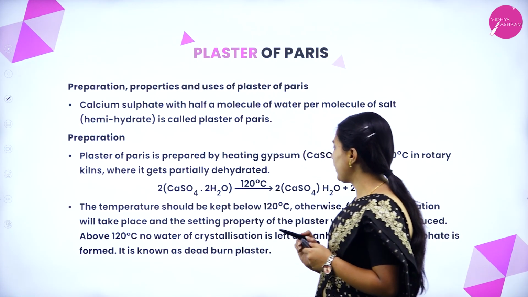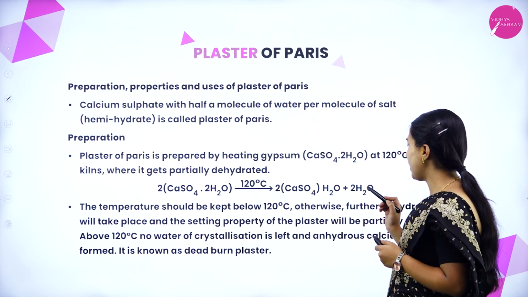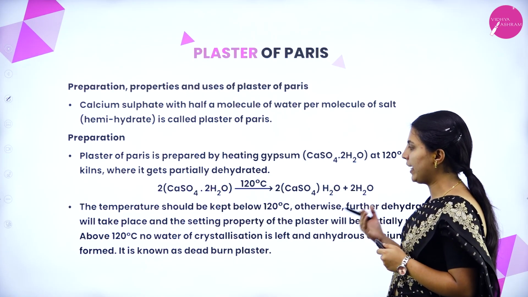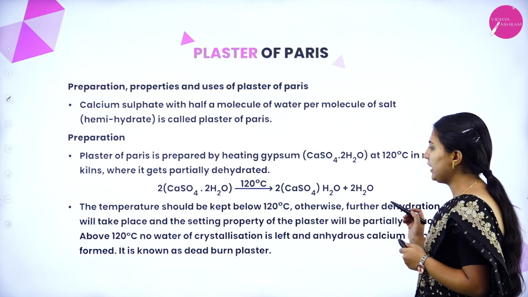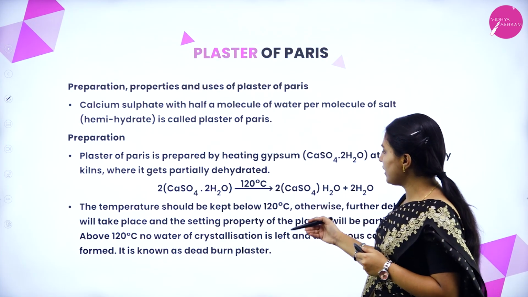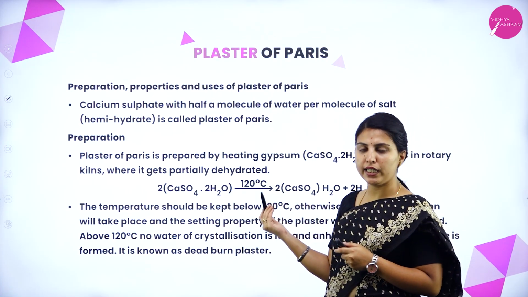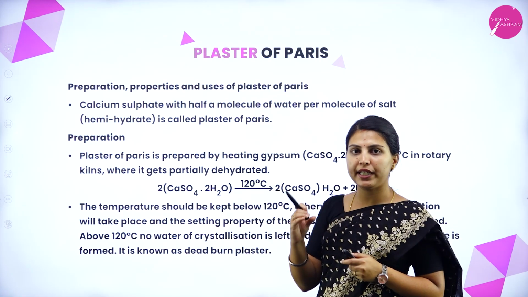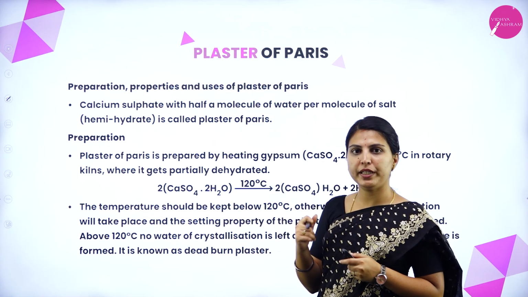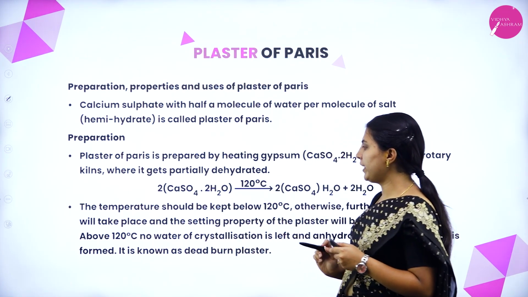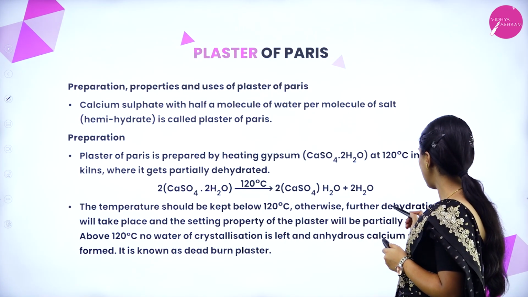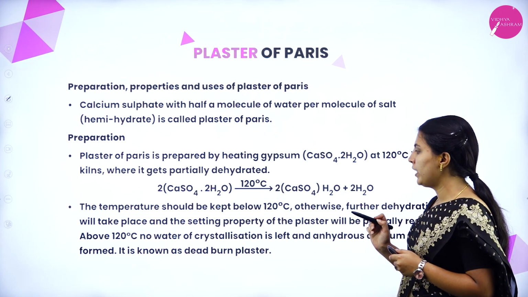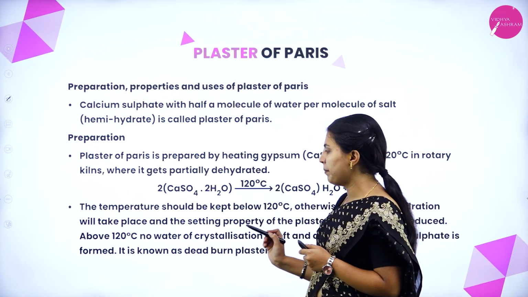The temperature should be kept below 120 degrees Celsius, otherwise further dehydration will take place and the setting property of the plaster will be partially reduced. If the temperature exceeds 120 degrees, the setting property of plaster of Paris will not be good. Above 120 degrees Celsius, no water of crystallization is left and anhydrous calcium sulfate is formed. It is known as dead burn plaster.